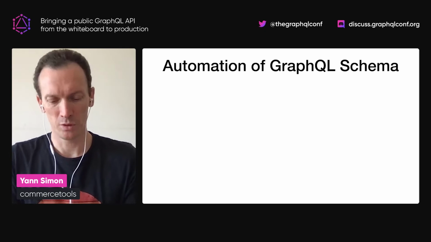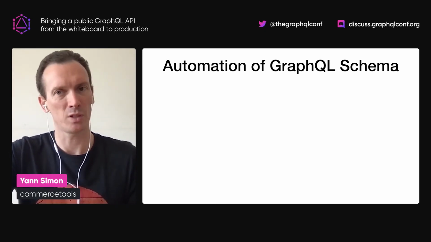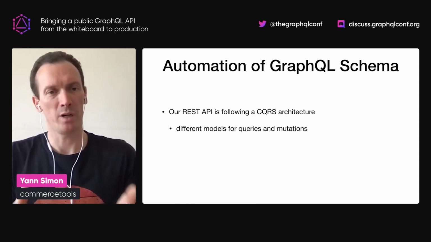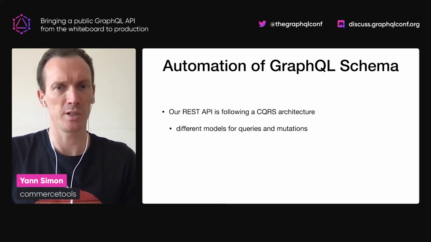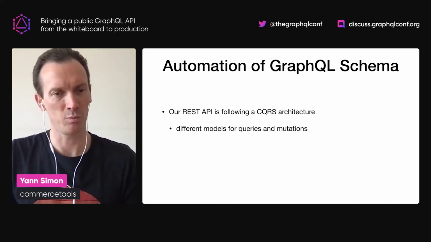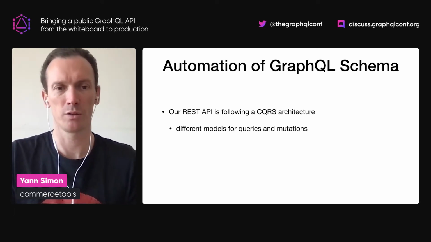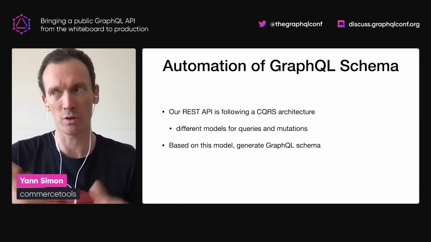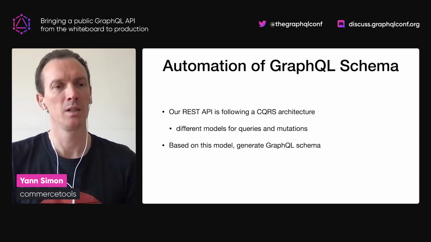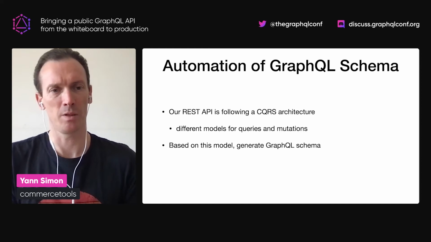To speed up development of GraphQL, we could also automate some parts of the schema. I will explain. Our REST API is following a CQRS architecture. It means we have different models for queries and mutations, exactly as what we know in the GraphQL world. We could use that model and generate part of the GraphQL schema. So this sped up the development of the GraphQL schema a lot.